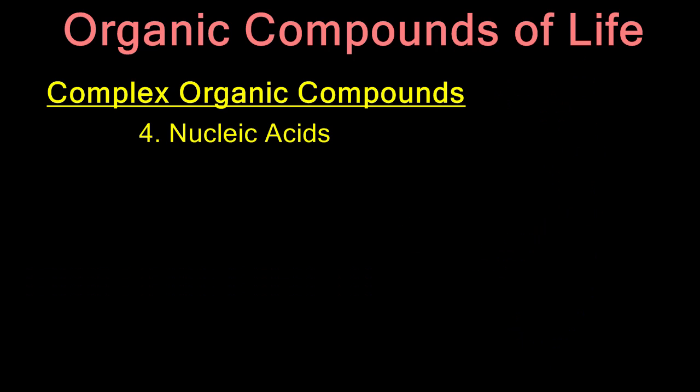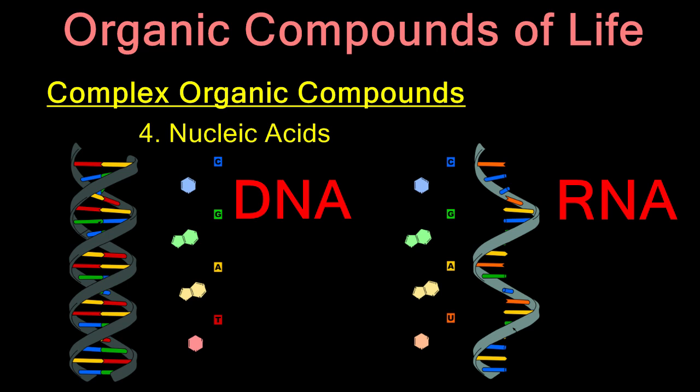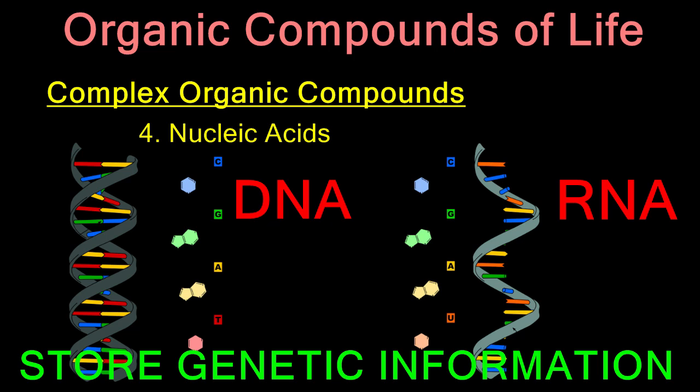When nucleotides bond together, they form nucleic acids, like DNA and RNA. Both of these organic compounds store genetic information. They contain the blueprints for making organisms.